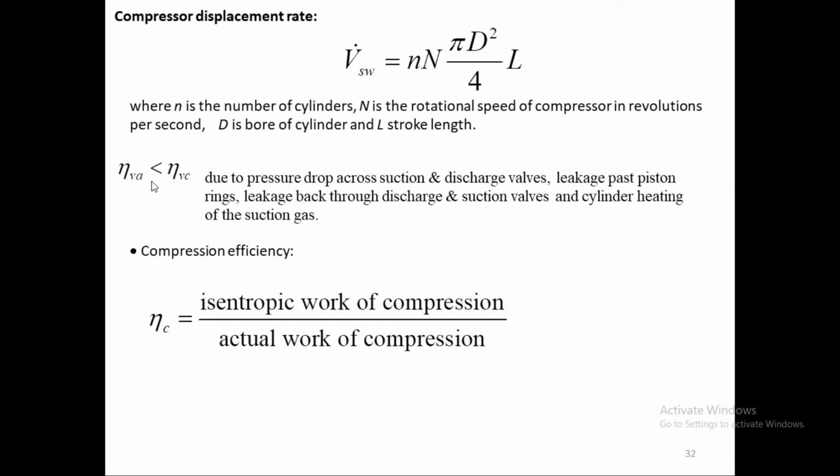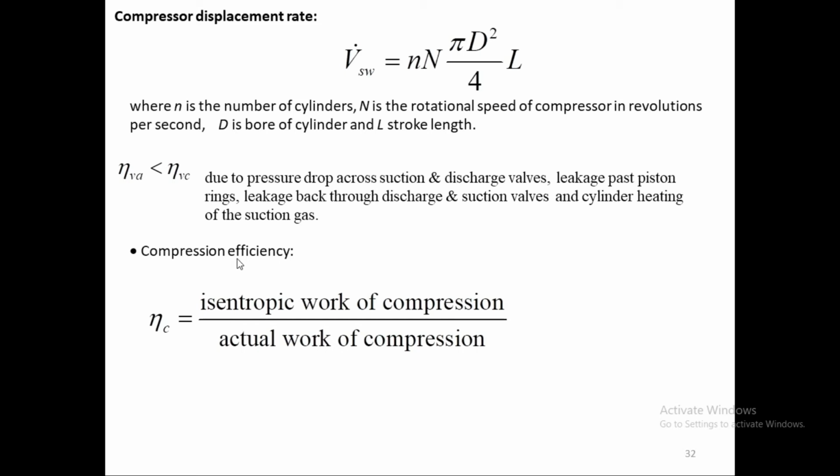So eta VA is always less than eta VC. Why is that? Because eta VC is a theoretical efficiency, it doesn't consider any losses, and eta VA is the actual efficiency, it is considering the leakages and pressure losses and other things too. So that's why eta VA will always be less than eta VC. Due to the pressure drop across suction and discharge valves, leakage past piston rings, leakage back through the discharge and suction valves, and cylinder heating of the suction gas.